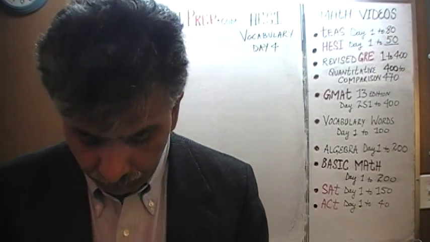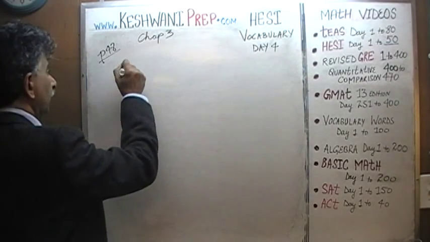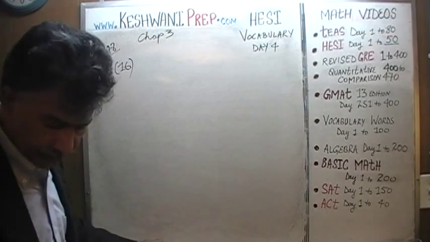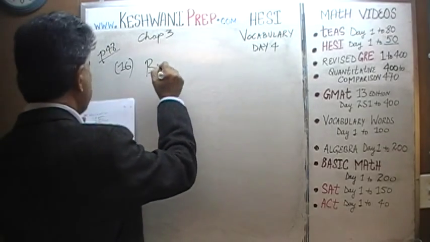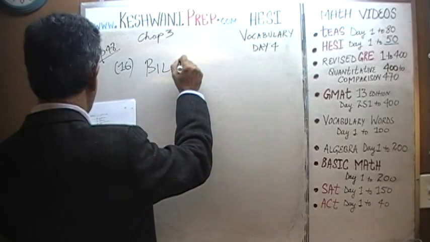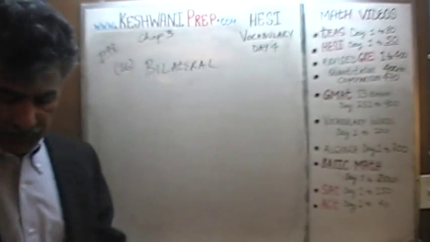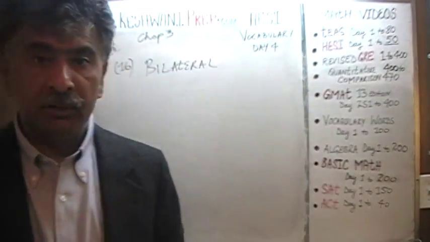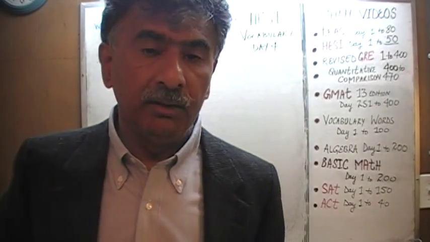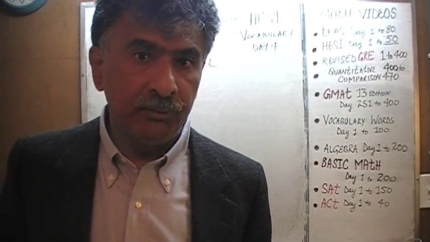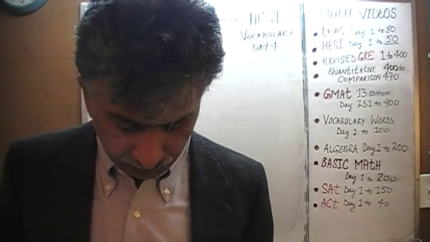Right now, we are working on the 16th word that you will see there, and the word is bilateral. I should make it clear that when I made a big fuss about the word being the 16th word, these numbers are my numbers. They are not in any order because sometimes I introduce words that are not in the book. So don't just ignore this 16th one.